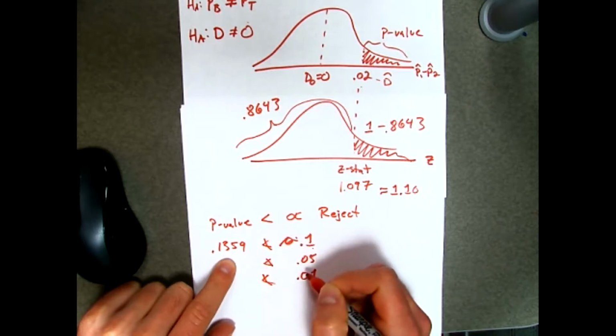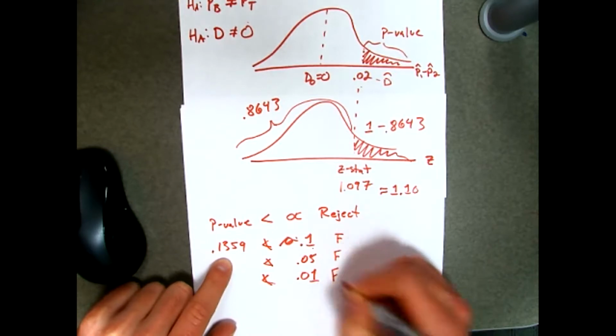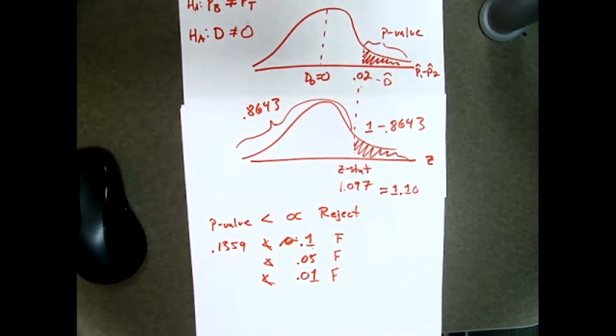It's not less than any of these, right? 0.13 is actually greater than all of these. So I'm going to fail to reject the null at every single level. So this kind of shows, like, even with 1,500 people, it's really hard to predict elections.